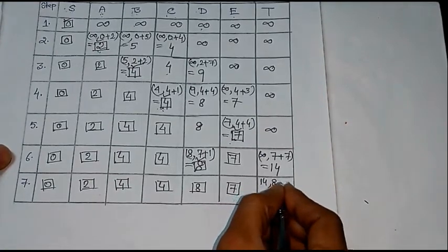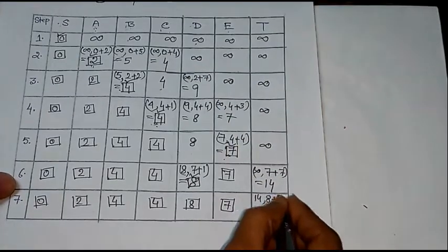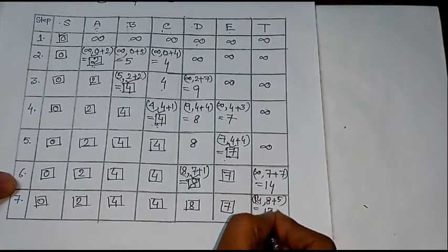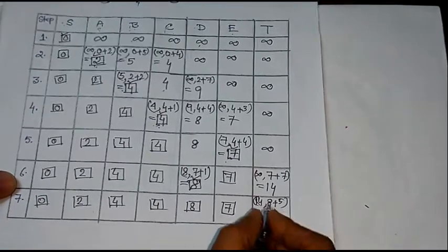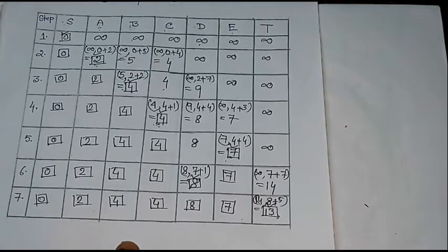So the rule is: put the previous value, that is 14, comma, the permanent label of the previous step, that is 8, plus the distance between D and T, which was 5. The minimum of these two is 13, and this is the only value with a temporary label, so it must be the permanent label of this step. So the table is complete.